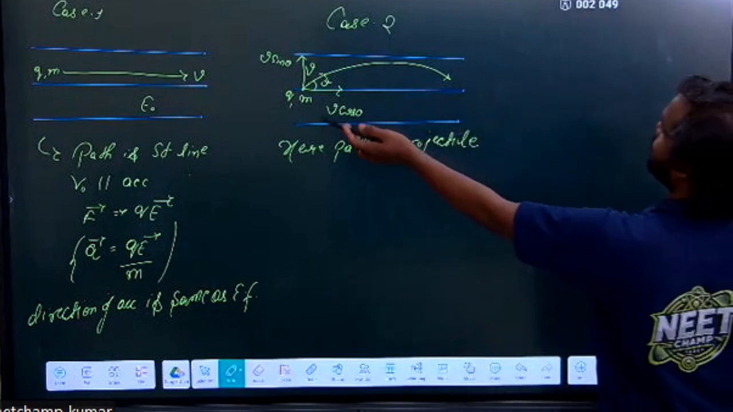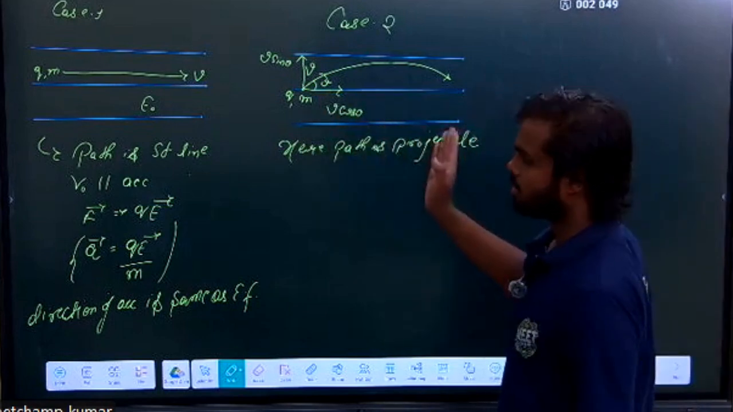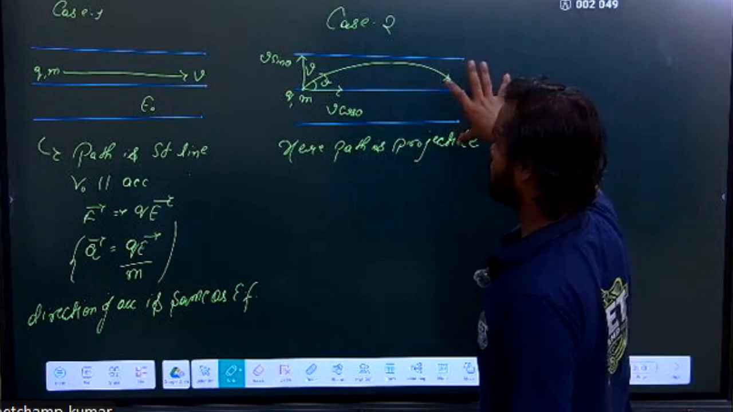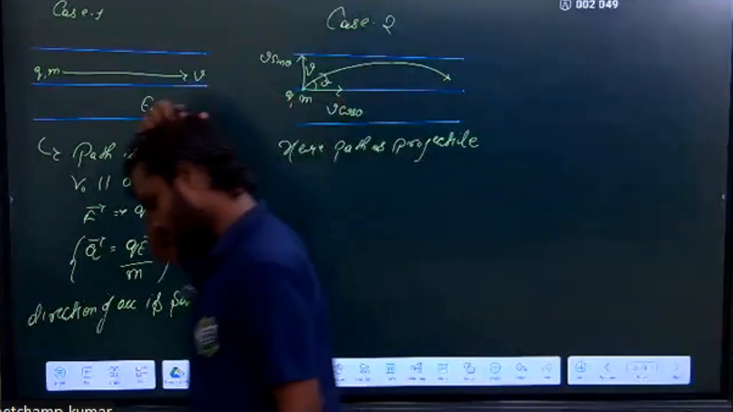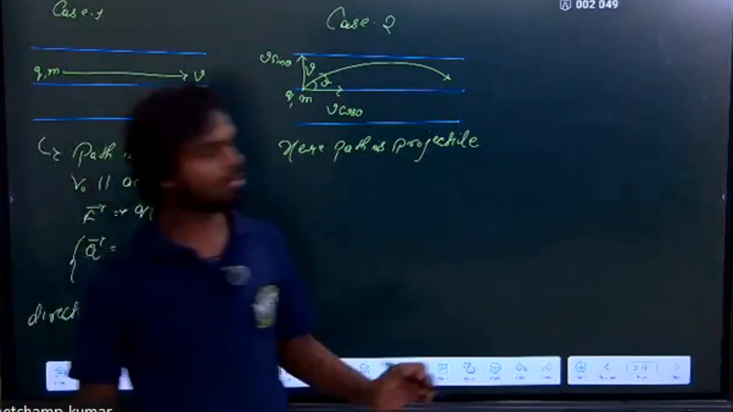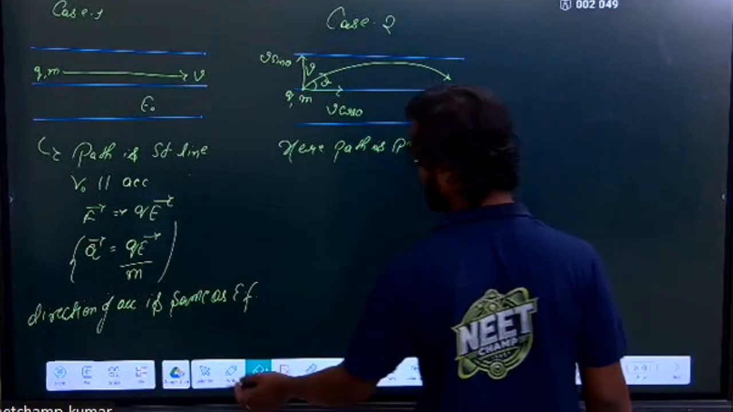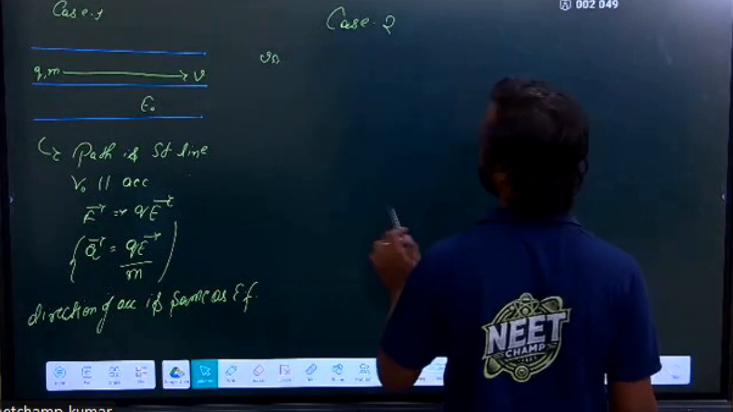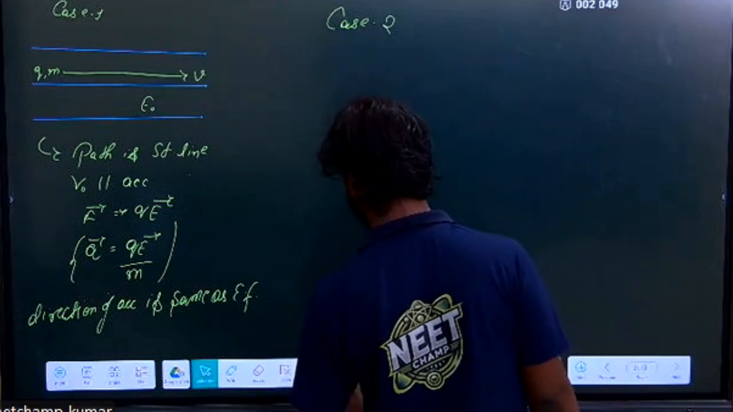See, this charge is moving like this, and this is an electric field. My question is, or let me draw it another way. It's not looking correct. One minute, just give me one second.